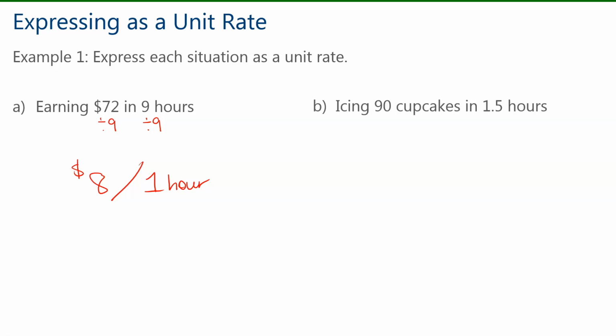Icing 90 cupcakes in 1.5 hours. So again, to find the unit rate, I want to find out how many cupcakes in 1 hour. So to do that, I divide 1.5 by 1.5, which gives me 1, which means 90 also gets divided by 1.5. 90 divided by 1.5 gives me 60. So the unit rate would be 60 cupcakes in 1 hour.